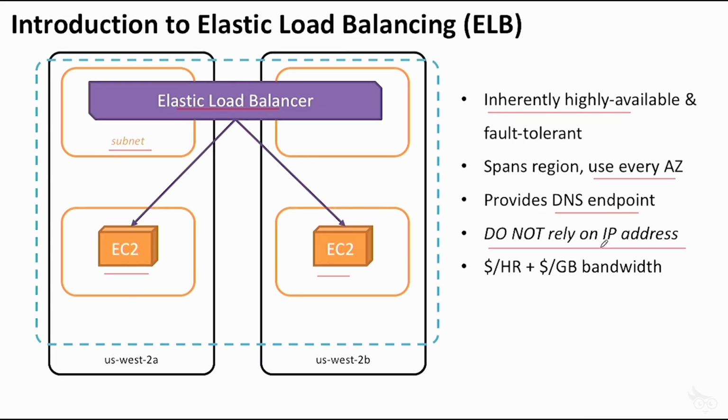So don't rely on the IP address that you're given. Don't try to use that in any kind of long-running DNS situation like I just mentioned. Continue to connect to the DNS endpoint. That way the IP addresses can change as nodes come and go underneath the Elastic Load Balancer.